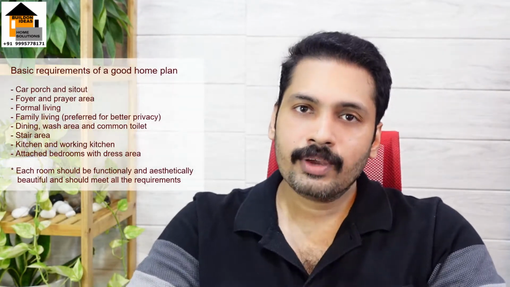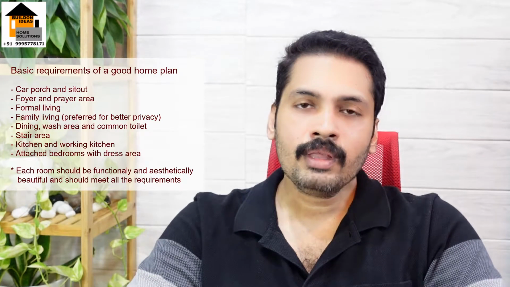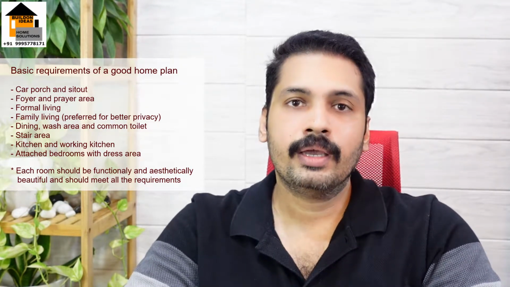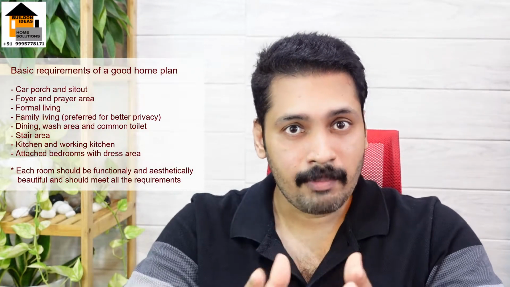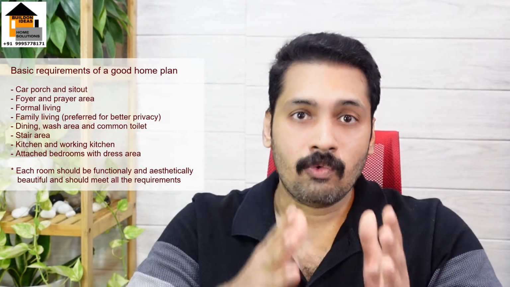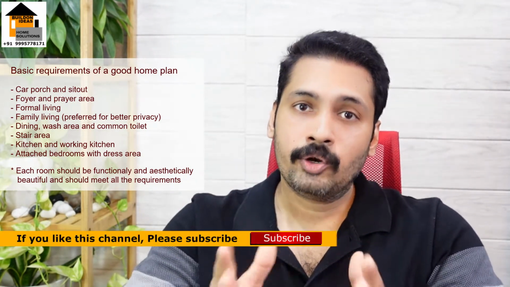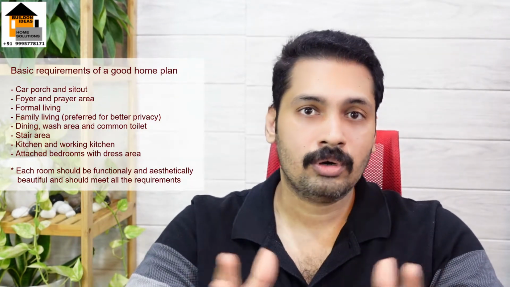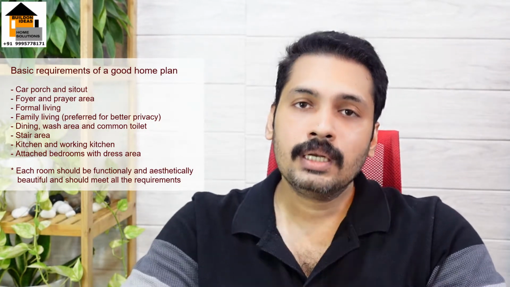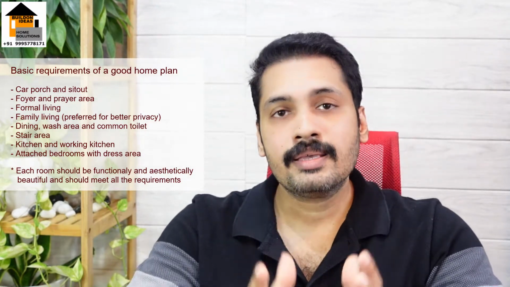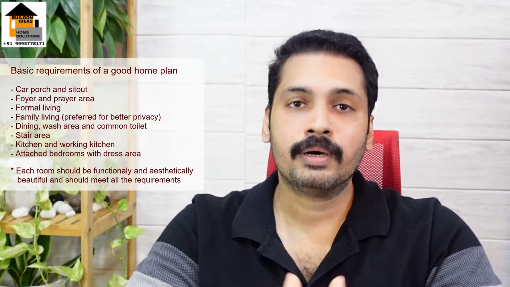Now, what are the specific basic requirements of a plan? If you consider a floor plan of a house, there are some basic requirements. If you start from the sit out, then coming into the foyer, we get into the formal living. We can consider a family living for better privacy, and then from there to the dining room, and then the kitchen, a working kitchen. Then you have the bedrooms with attached bathrooms, and a specific dress area to make sure that your bedroom is tidy. When you consider each and every room, you have to make sure that it is functionally and aesthetically beautiful and as per your requirement.